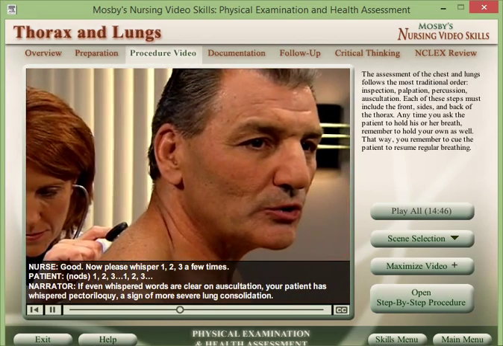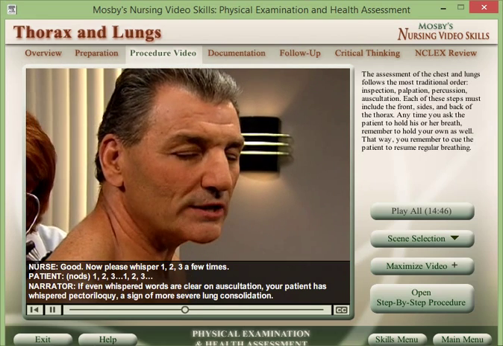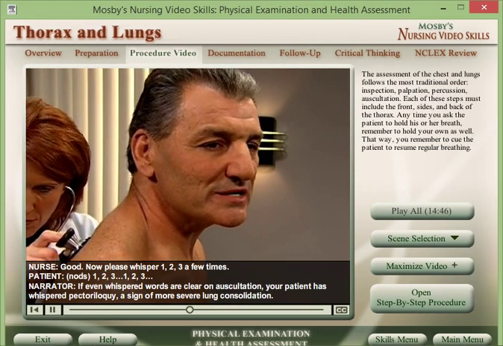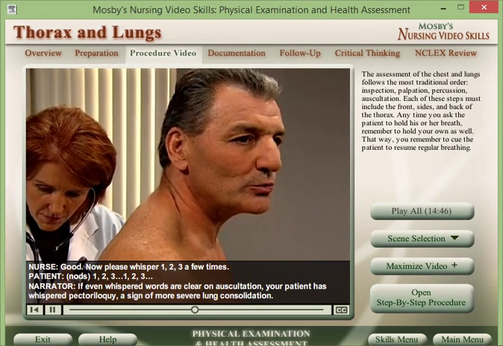1, 2, 3. If even whispered words are clear on auscultation, your patient has whispered pectoriloquy, a sign of more severe lung consolidation.